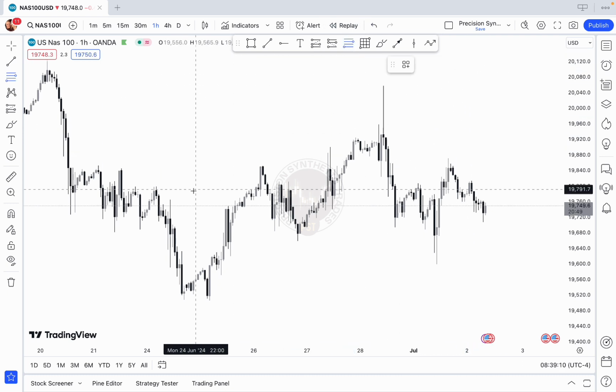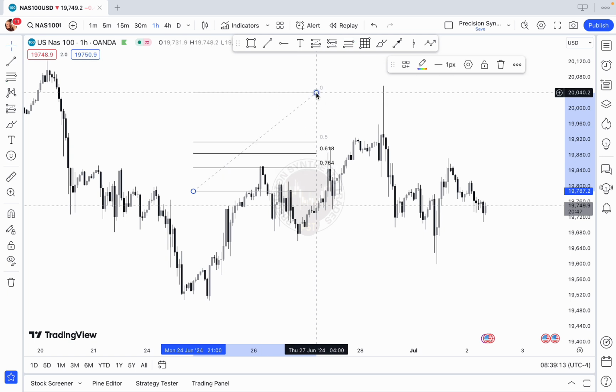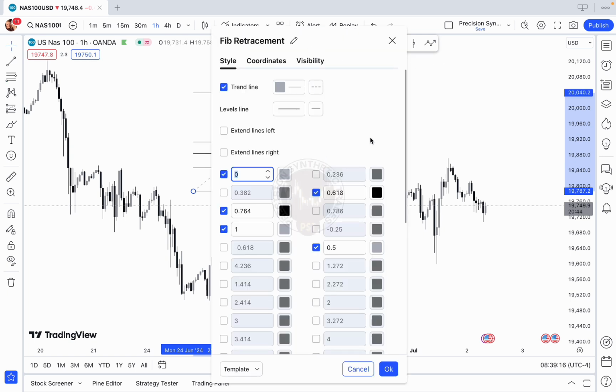So I'm going to draw the fib on the chart. I'm going to click on it. Please take a screenshot of the levels. These are the levels that I'm going to use in this video.